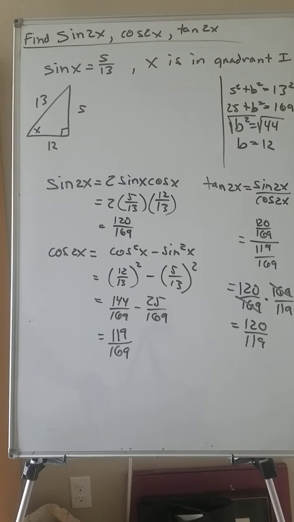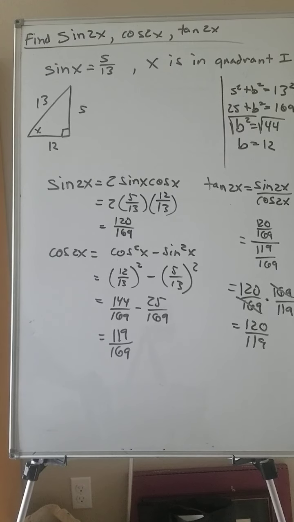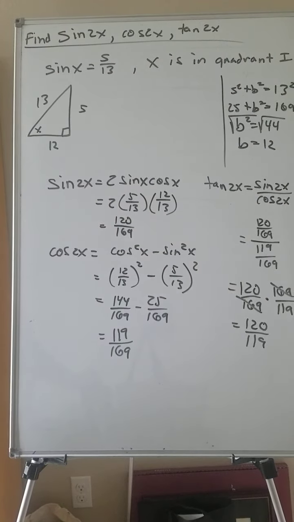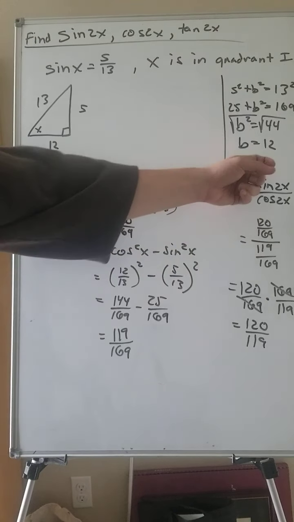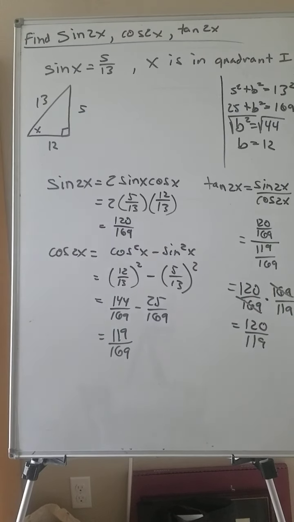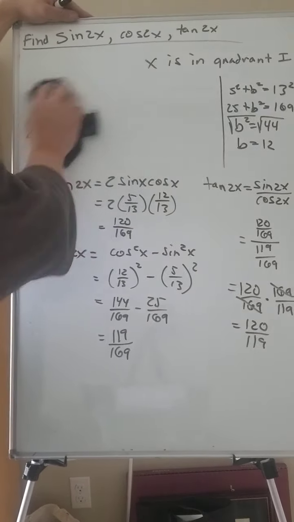So the problem asked me to find sine of 2x, cosine of 2x, tangent of 2x, and so I did. Sine of 2x, cosine of 2x, tangent of 2x. I used the formula for the first two. Tangent of 2x is simply sine of 2x over cosine 2x, and so that's it. Okay, so let's try another problem.